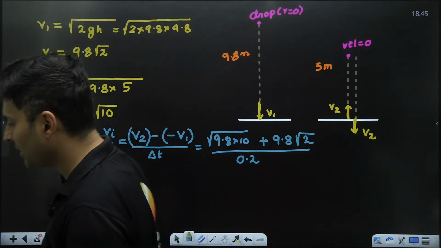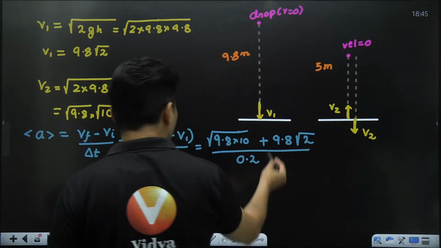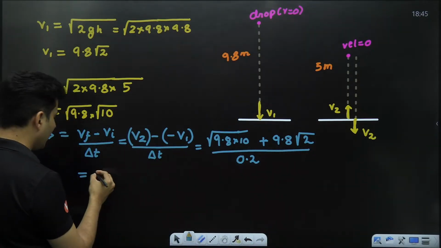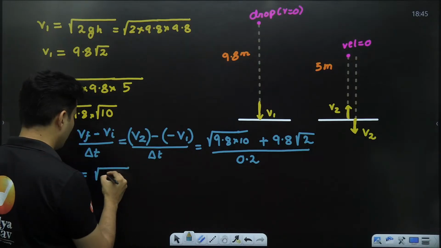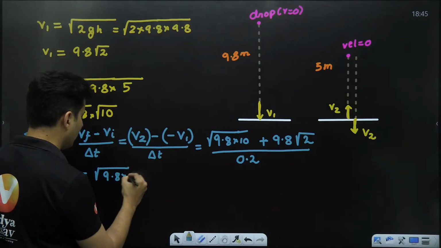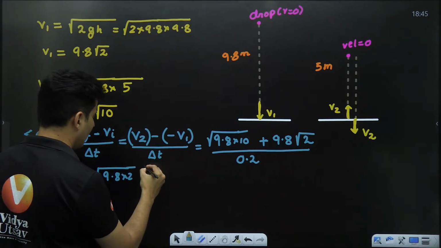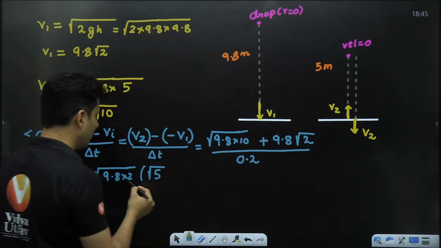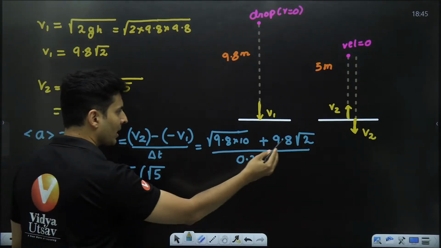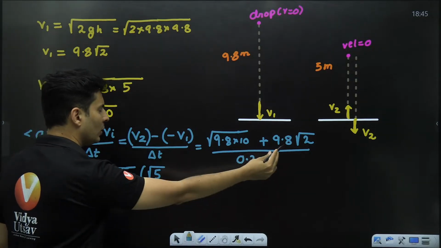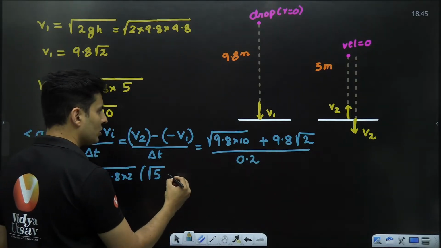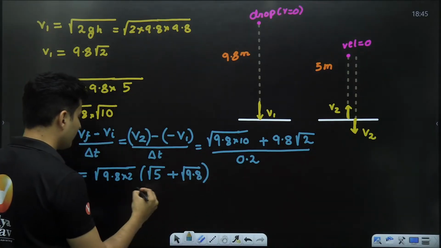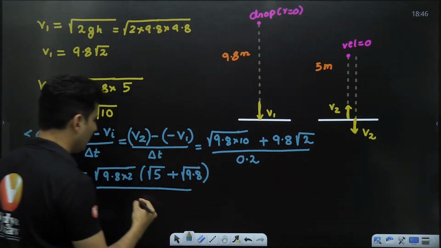Everyone with me on this? Absolutely clear. If you want to solve this, you can take root 9.8 into 2 common, and what will be left is root 5 over here, because 10 is 2 into 5, and here 2 is already taken out, 9.8 is taken out, so it will be just root of 9.8 over here. This whole thing divided by 0.2.